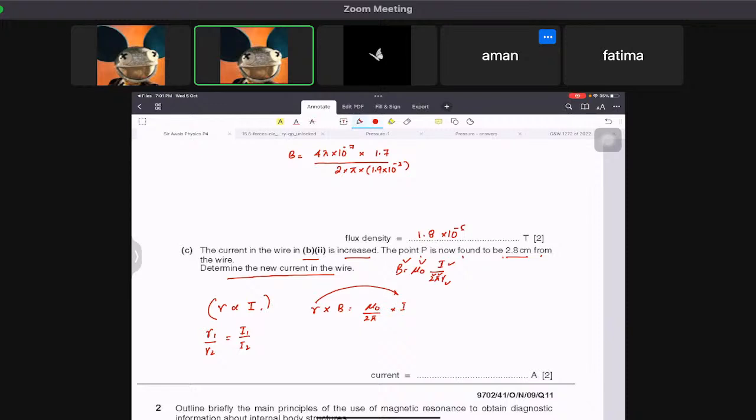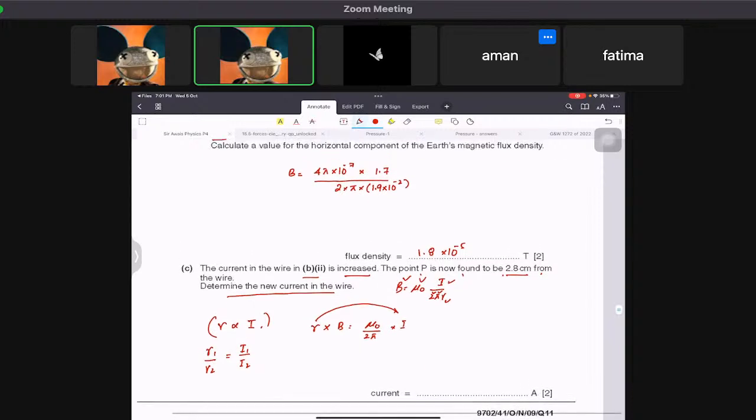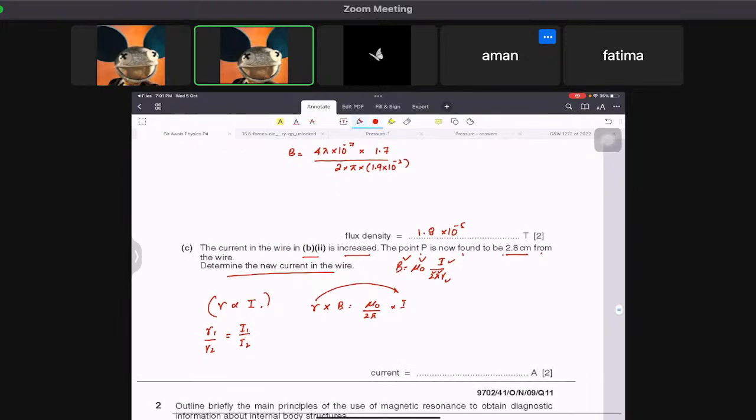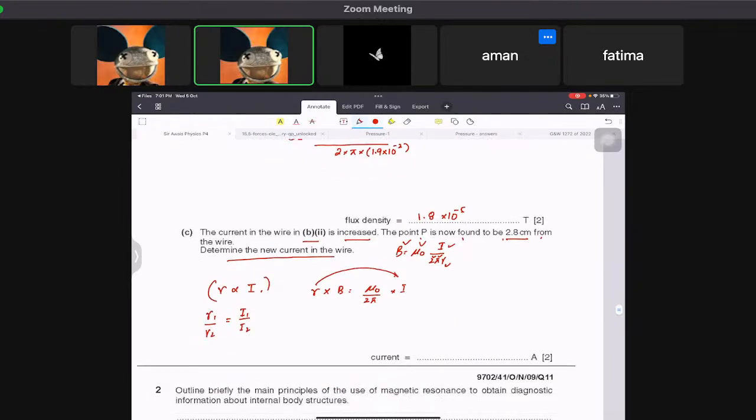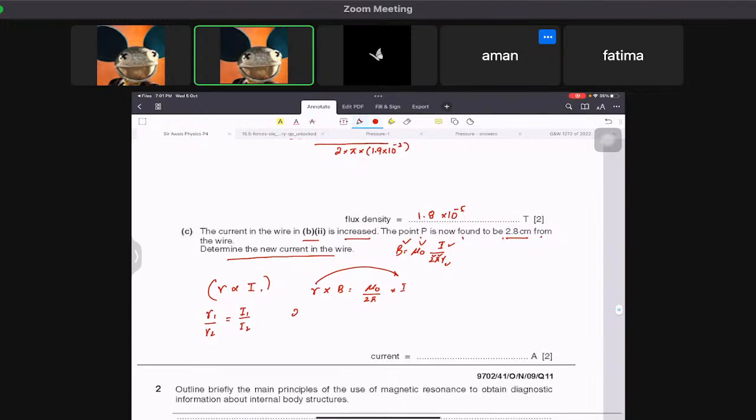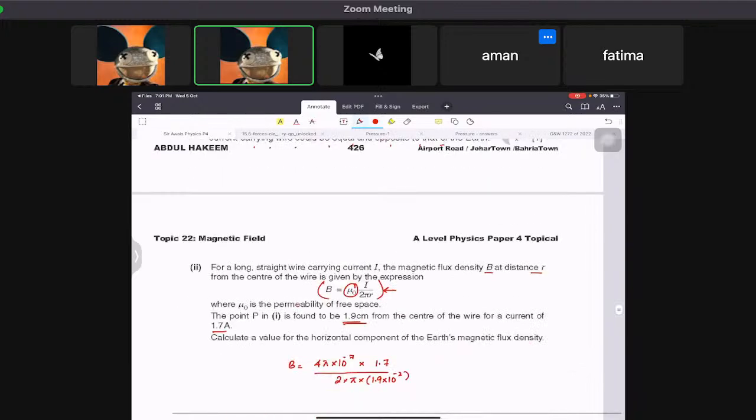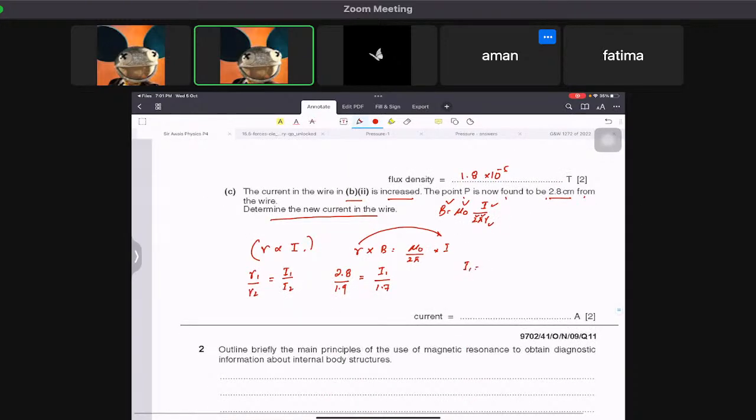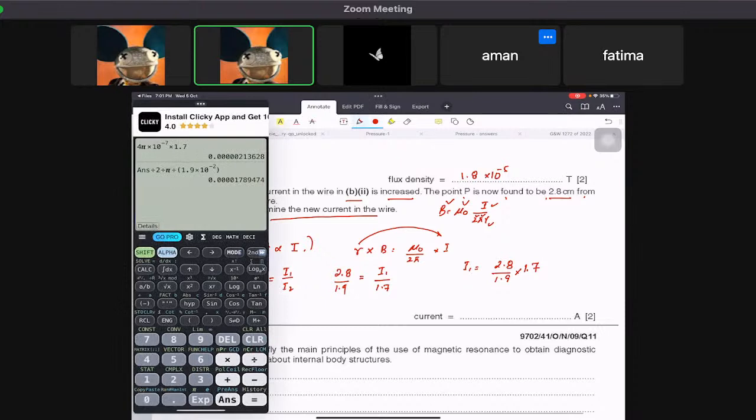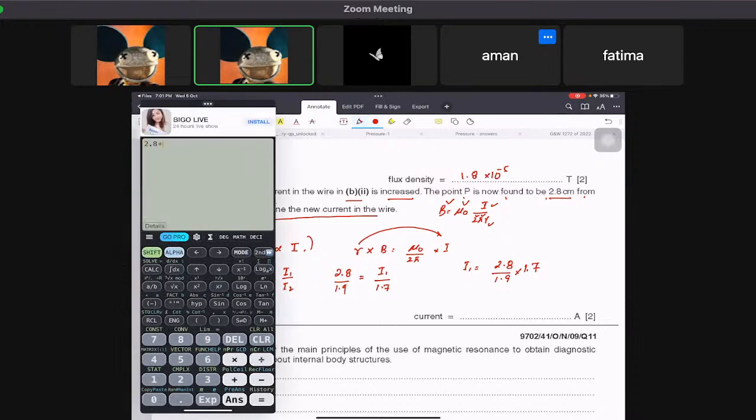Now, previously we had the current. We want to find the new current. Previously the distance was 1.9, right? And now it is increased to 2.8. So 2.8 over 1.9 is equal to the new current over I1, and this current was 1.7, I believe. Yep. So the new current is going to be 2.8 over 1.9 times 1.7. That makes it so easy. You can put it back into the same equation, but that would take more time. So that's 2.51 amperes. Is it clear?